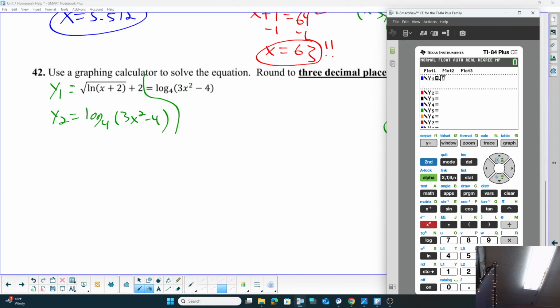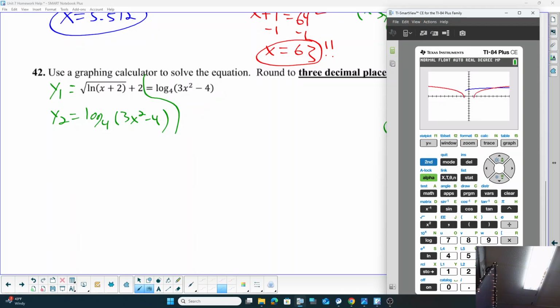We go square root of ln x plus 2, close parenthesis, right arrow to get out of the square root, and then plus 2. And then the next one is math, log base 4 of 3x squared minus 4. And then we graph them both and push zoom 6 if it doesn't show up on your graph.